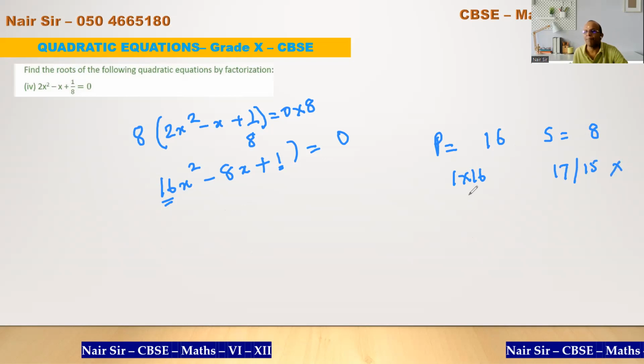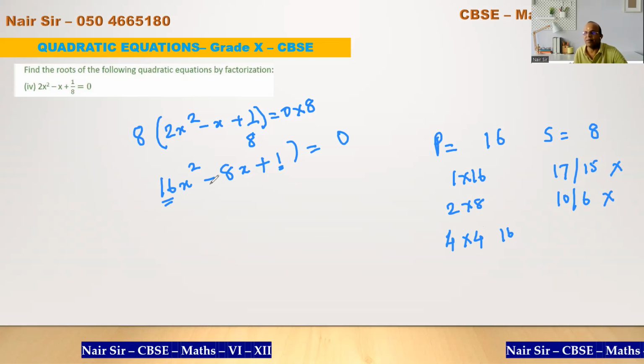2 into 8. 8 twos are 16. 8 plus 2, 10. 8 minus 2, 6. No. 3, it is not there. So 4 into 4. 4 fours are 16. 4 plus 4 is 8. Now I just need to look for the sign.